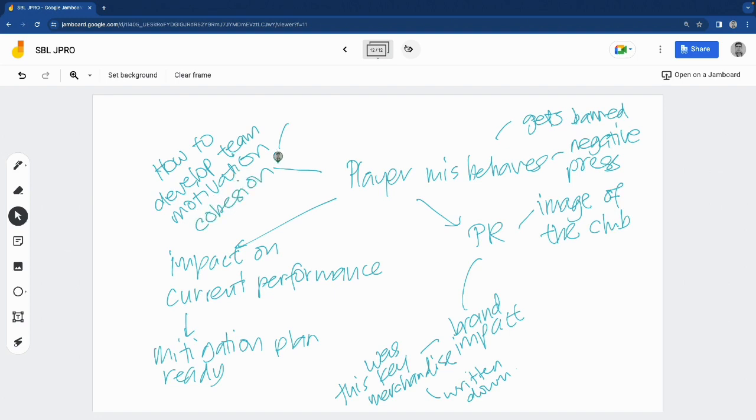So how to develop the team motivation and cohesion, because you might have a key player. Remember, this could be a key player. If a key player goes out, you might have to consider the impact on the team itself, whether the team could perform well, how well the team will take it, and whether you need to be worried about the team cohesion and the team building and new members coming in. So those are things that you can talk about. Player misbehaving. Now, at the same side, you can put a smaller one here.